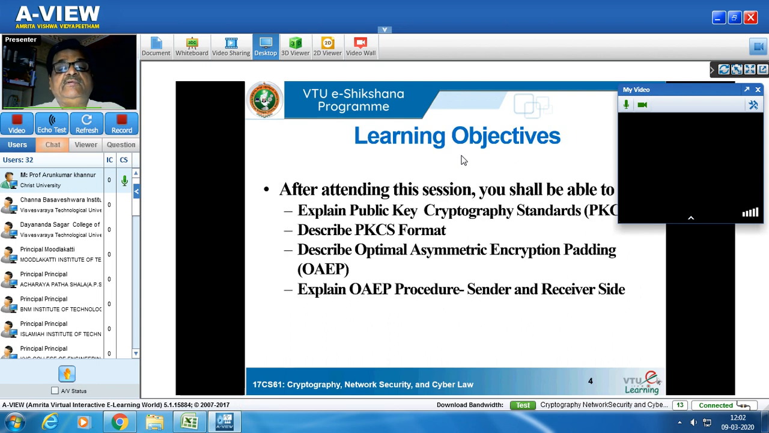Learning objectives for the course are: after attending this session, you shall be able to explain the public key cryptography standards. You should be able to describe the PKCS format. You should be able to describe optimal asymmetric encryption padding, OAEP, and you shall be able to explain the OAEP procedure on the sender side and also on the receiver side.